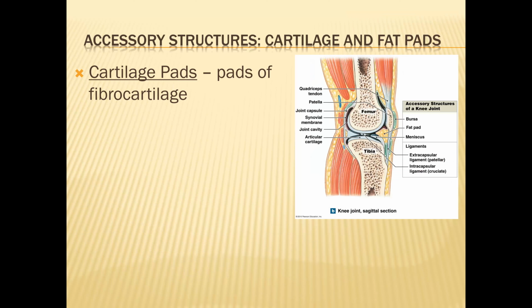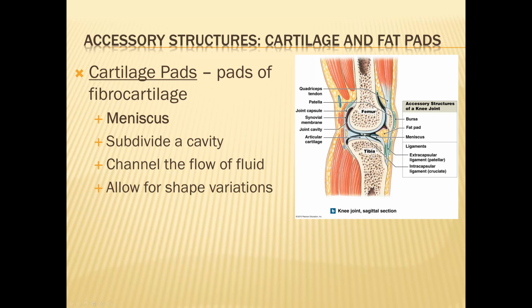So synovial joints also have accessory structures. First we'll look at cartilage and fat pads. Cartilage pads are pads of fibrocartilage that can be found inside joints. These are called menisci. Menisci is plural, a meniscus is singular. An example is the menisci you can find in your knee joints. In this image of a knee joint, you can see the meniscus is this pad of fibrocartilage right here in the middle, between the two articulating surfaces of bones.